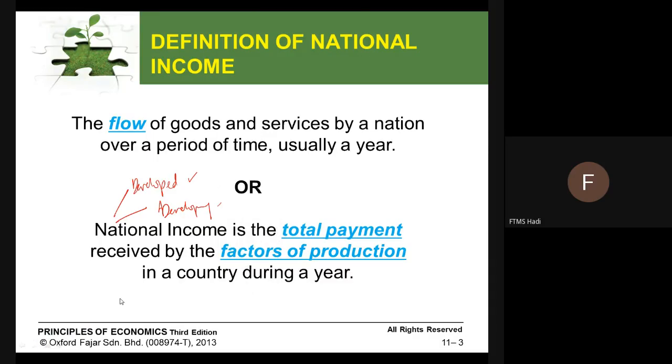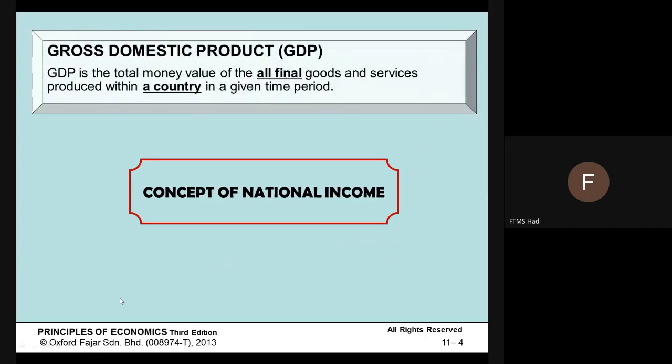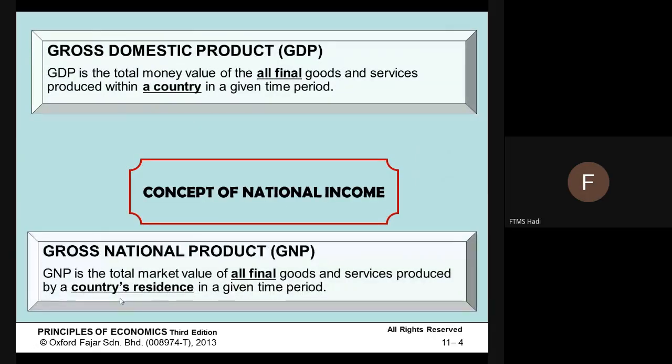Let's have a look at the concept of national income. We have two parts, but it will be more. One concept of national income is GDP, gross domestic product. In Malay we call it KDNK, keluaran dalam negara kasar. I repeat again, in the Malay version we call it KDNK, keluaran dalam negara kasar, which is gross domestic product. What is gross domestic product?